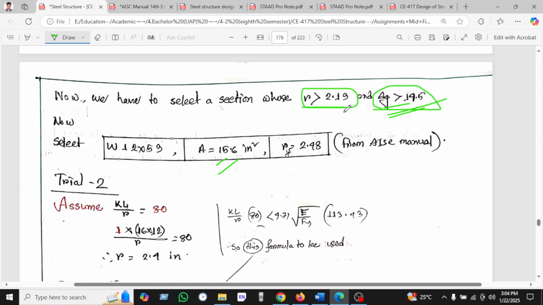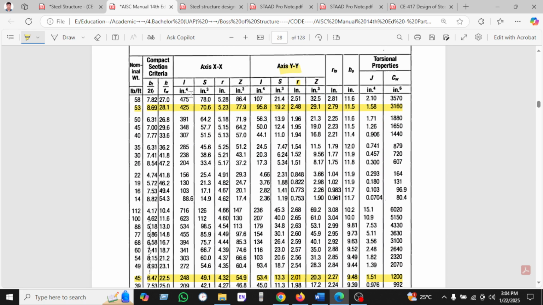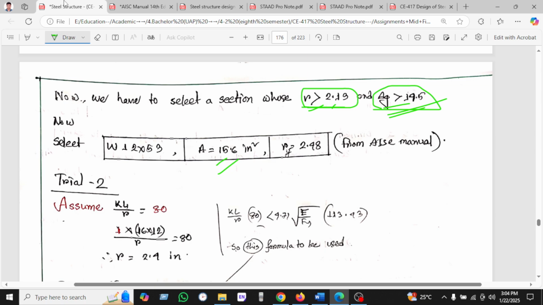The ry 2.13 is given here, but where is ry? ry is on the next slide. ry is 2.48. So we are taking the 2.48. This is from the AISC manual. We are taking from the greater than this value. I am not showing again and again.